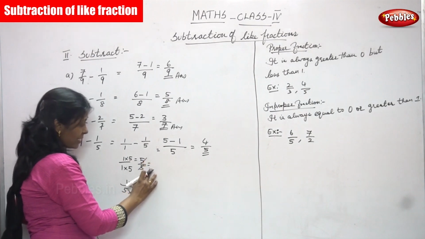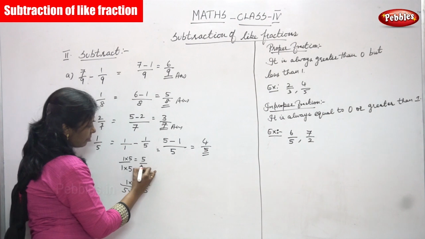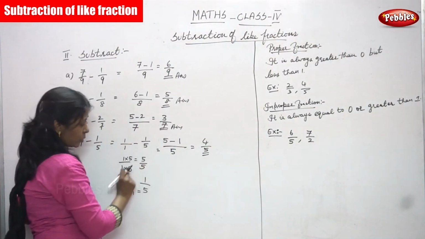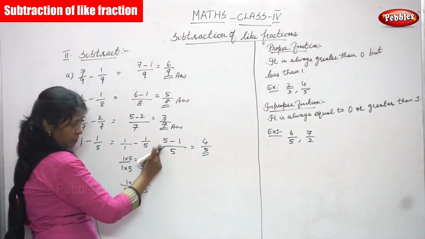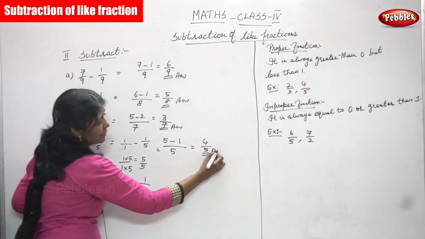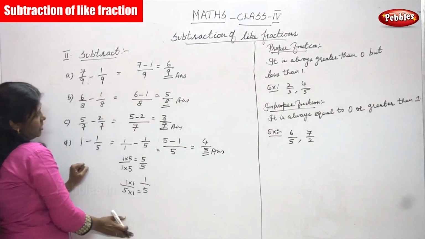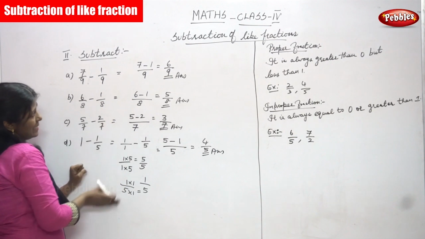So you have to write 5 by 5, because 5 is a common denominator, you get it, and this is the numerator, that is what you write on the top. So 5 minus 1, you can get 4 by 5. 4 by 5 is the right answer for the question. So this is the subtraction of like fractions. These are the examples, these are the exercise sums.